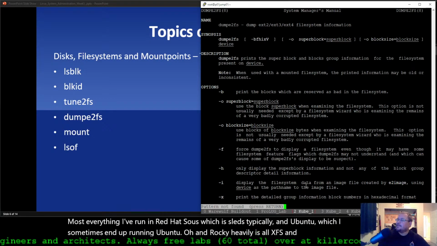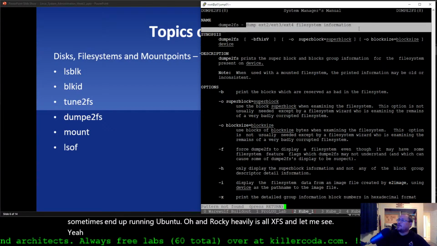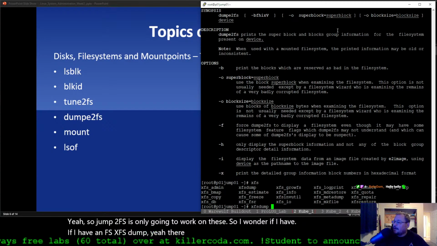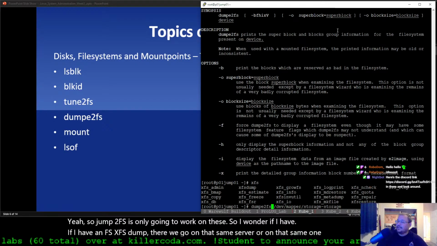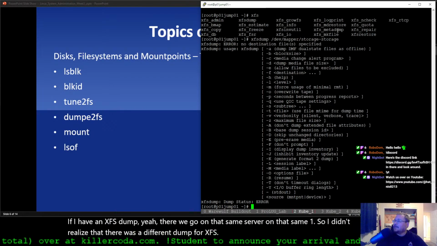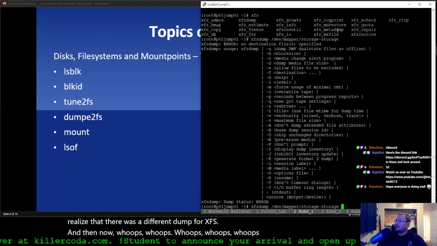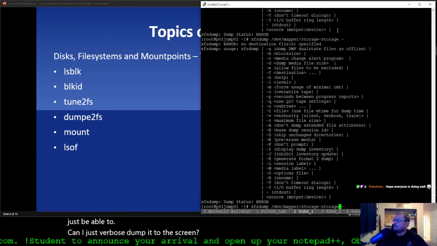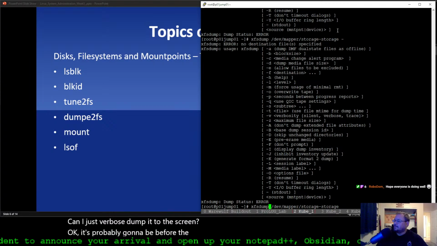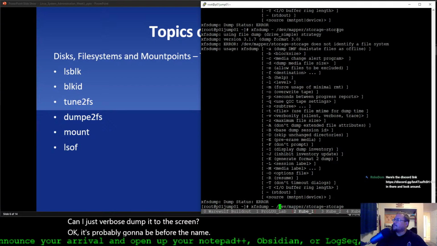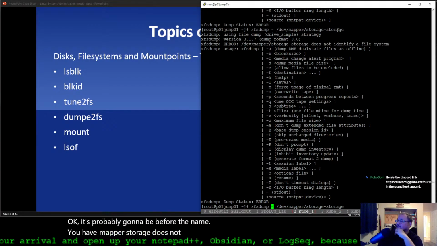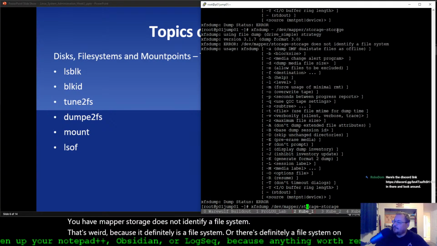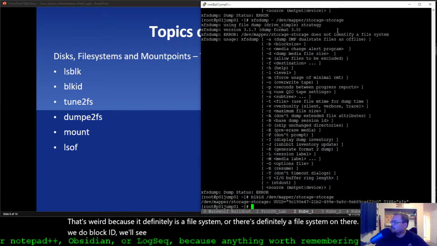And let me see. Yeah. So dumpe2fs is only going to work on these. So I wonder if I have an XFS dump. Yeah, there we go. On that same server. I didn't realize that there was a different dump for XFS. And then now, whoops. Destination file. Can I just verbose dump it to the screen? Oh, okay. It's probably got to be before the name. Huh. /dev/mapper/storage does not identify a file system. That's weird because there's definitely a file system on there. If we do blkid, we'll see it. Right, we see the type XFS on there.